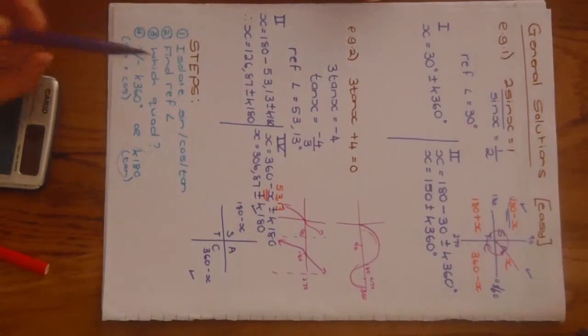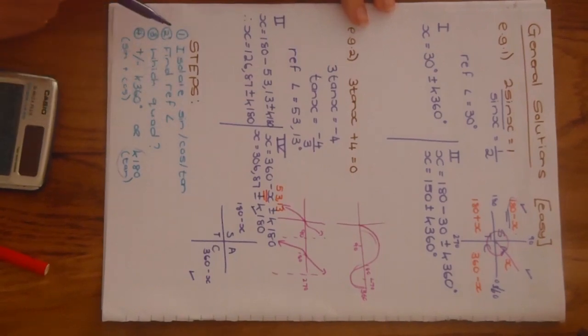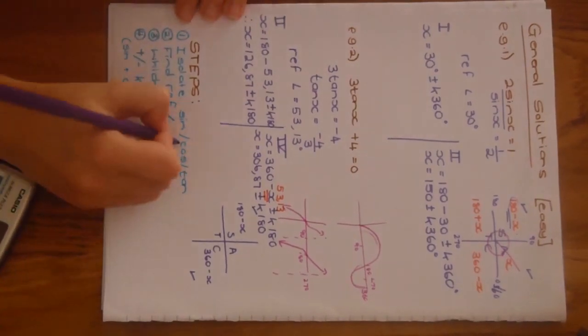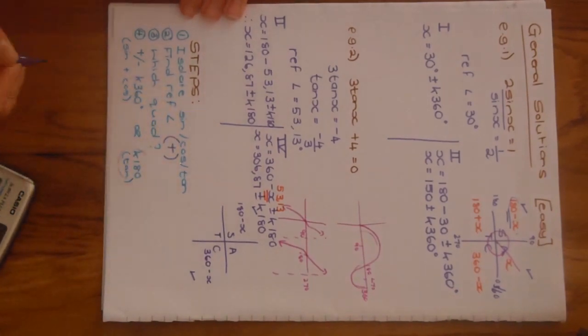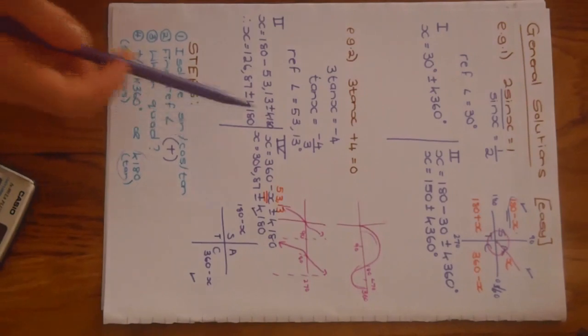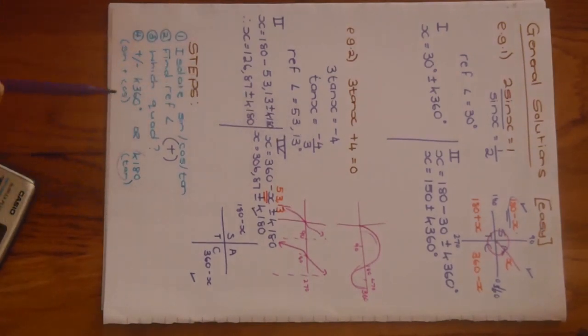So again, to run through the steps, you isolate sine, cos, or tan. You then find your reference angle. Just remember here, you take the positive version of whatever it is. Then you ask yourself which quadrant, which that sign will then enable you to do. And then right at the end, you add plus or minus k360 or k180, depending on whether it is sine, cos or tan.